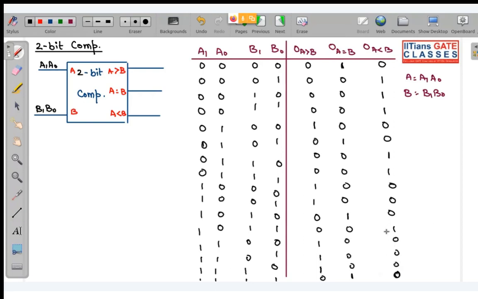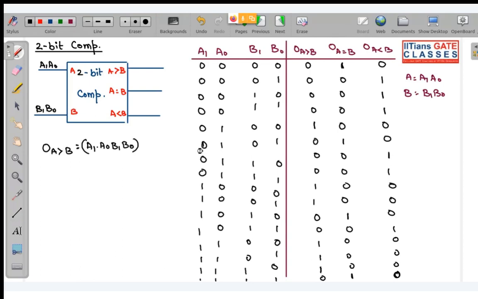Now what we need to do? For this particular case, let us make a K-map and we can solve it. We will get the equation of output A greater than B in terms of A1, A0, B1, B0. Okay, we will get a function something like this. But this is very tedious to do. We cannot do it like this in examination.